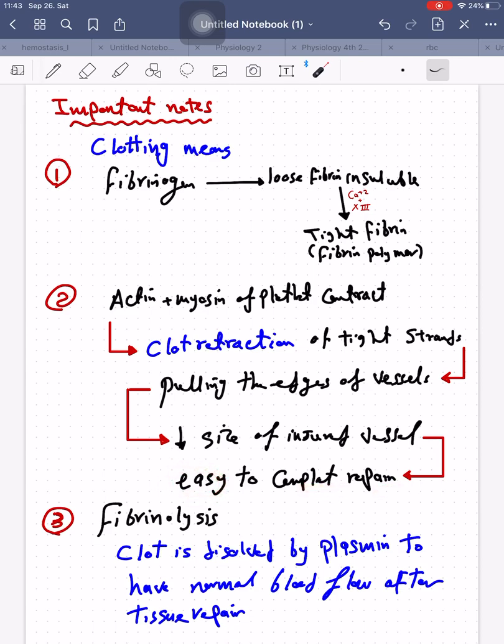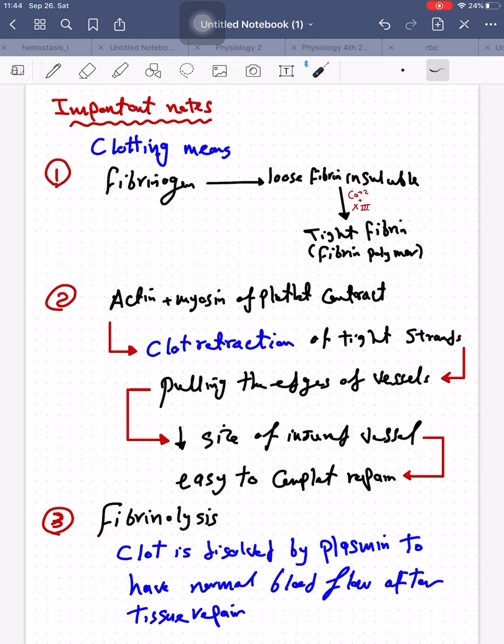Now we finish the clotting. Now we know what happened at the wound site by clot retraction. It's not logical that after the tissue repair you keep the clot. You should remove the clot. Now the tissue is repaired, there is no bleeding, the skin is joined together, so you need to remove the clot by a process called fibrinolysis.